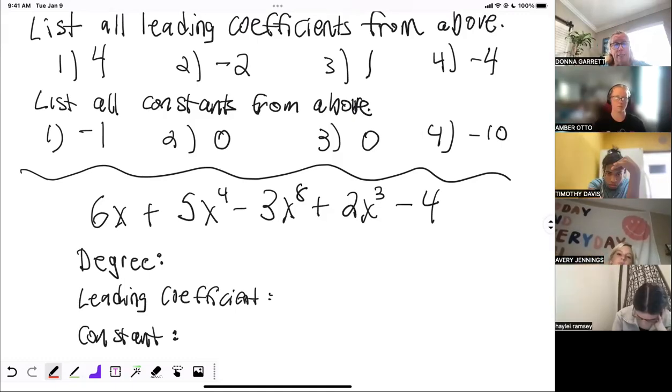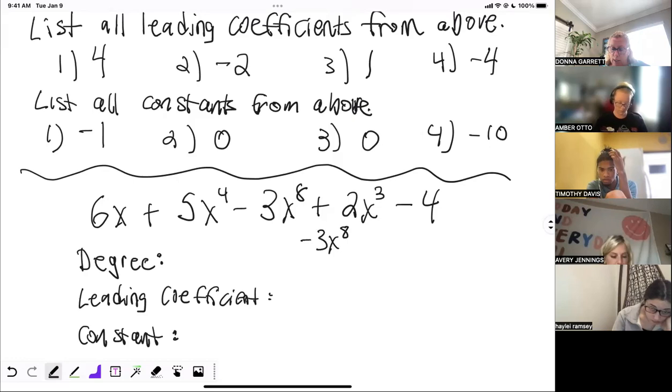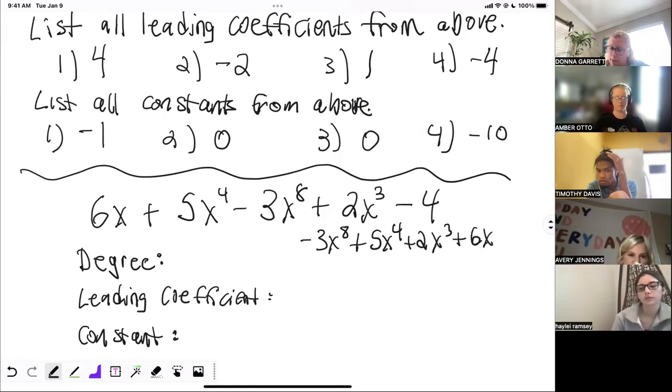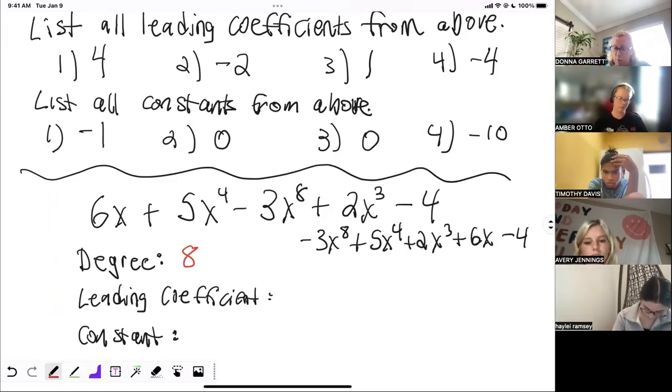All right, degree, it's just not in standard form. So I do suggest rewriting it. You don't have to rewrite it to find this, but I would rewrite it in standard form. Exponent 8 first, and then I see next biggest power is 4. And my next bigger power is 2, is a 3. And my next bigger power is the x. And then when you have it in standard form, then you just have to look for the answer. You could do it without doing standard form. So the degree was 8. Leading coefficient was -3, and the constant was -4.